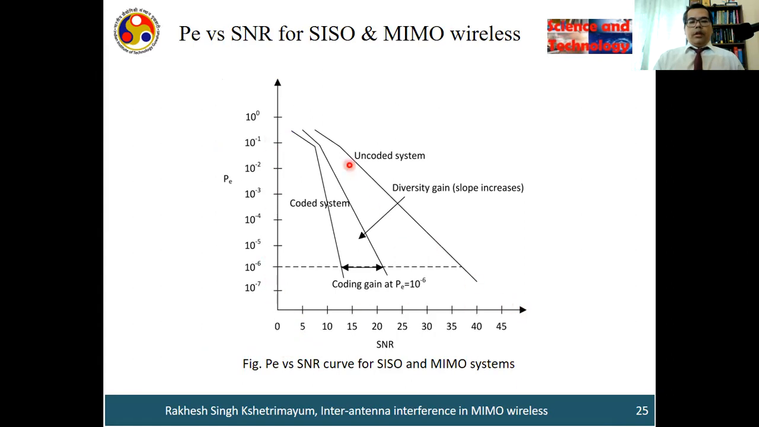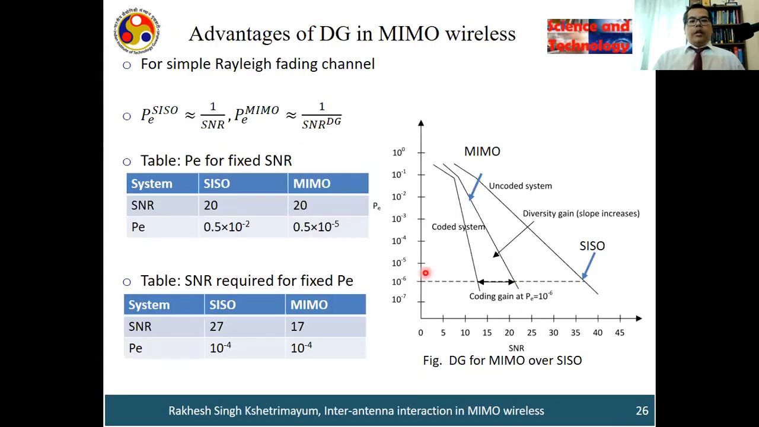Okay, so this is a typical graph of the probability of error versus SNR curve. What you can see here is that this curve is for the SISO system. When you employ a MIMO system, the slope of the curve will increase. What is the advantage of that? We'll see in the next slide.